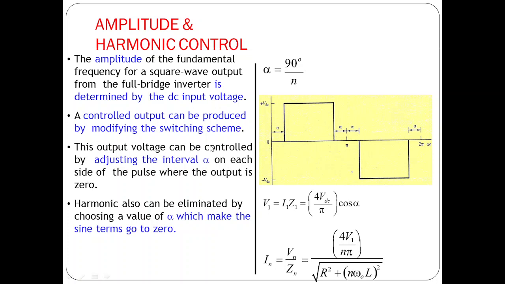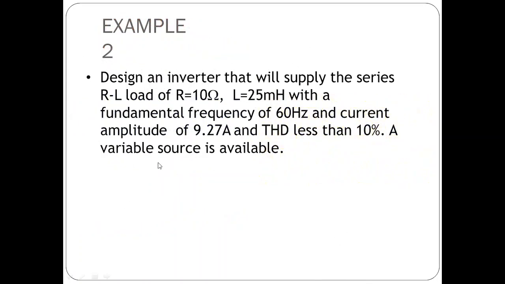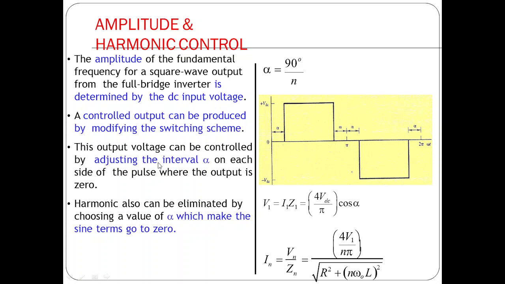This output voltage can be controlled by adjusting the interval alpha on each side of the pulse, where the output is 0. Adjusting the interval alpha means you are measuring this alpha value on each side of the pulse where the output is 0, and by controlling this alpha value, the control can be done very easily.